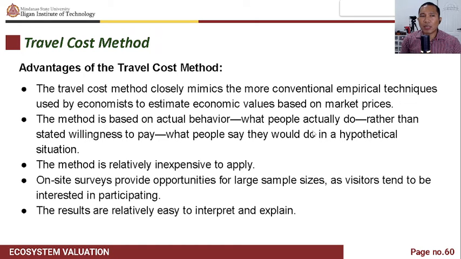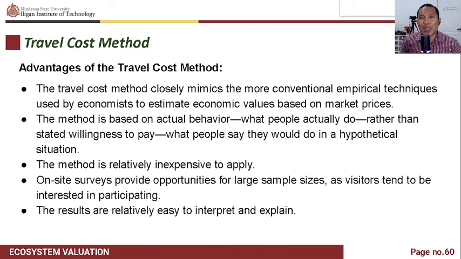Okay, let me just give you the advantages as well as the disadvantages later on of the travel cost method. So this actually mimics the more conventional empirical techniques used by the experts in the field, and it's based on actual behavior. So what people actually do rather than stated willingness to pay. So we need to say that they actually visited the place, unlike with the willingness to pay, where we hypothetically just have to ask how much they're willing to pay for an environment to be protected or improved.